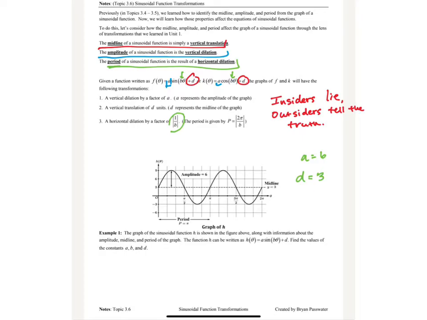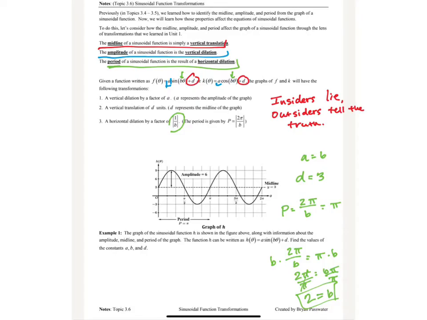Period is found by doing 2 pi over B, and the period in this problem is pi. You see where we're headed with this? How do we solve for B? I've got an equation that says 2 pi over B is equal to pi. Multiply both sides by B, so 2 pi equals B pi. Divide by pi. B must be 2. That's where we come up with that number. Got to solve for B.